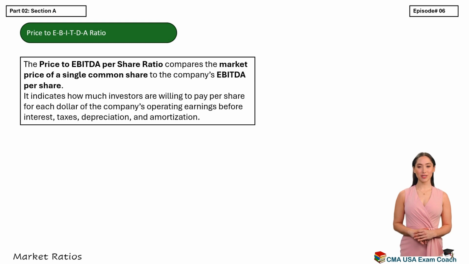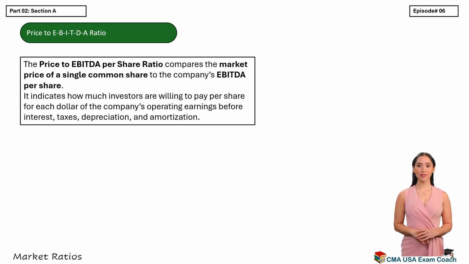So, what does this ratio tell us? It shows how much investors are willing to pay per share for each dollar of the company's core operating earnings. In simple terms, the higher the ratio, the more investors are paying for each dollar of EBITDA. This usually reflects strong expectations for growth and profitability.